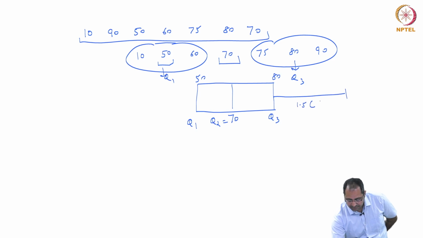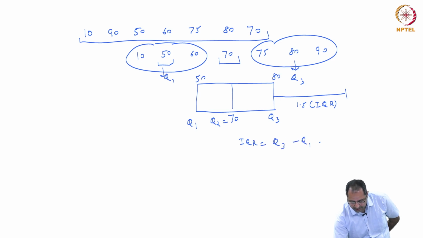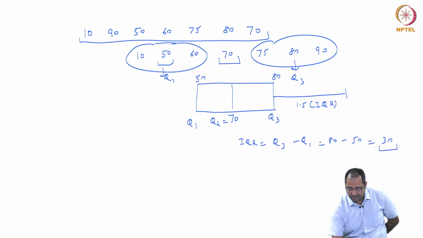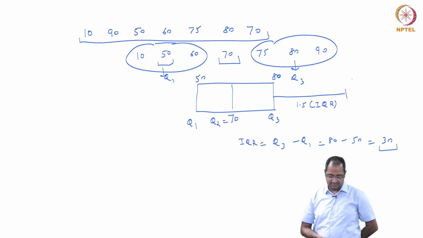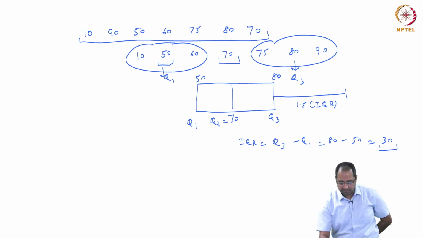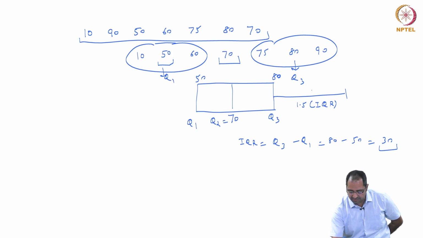Now whiskers start from here and go till what point? 1.5 times interquartile range, which is, what is interquartile range? Interquartile range is quartile 3 minus quartile 1, which is 80 minus 50 is equal to 30. So 1.5 times 30 is 45. So Q3 80, it cannot go higher than 100. So if I add 80 plus 45, it will become 125, which is not possible. So in this case, the maximum whisker will be till 100.